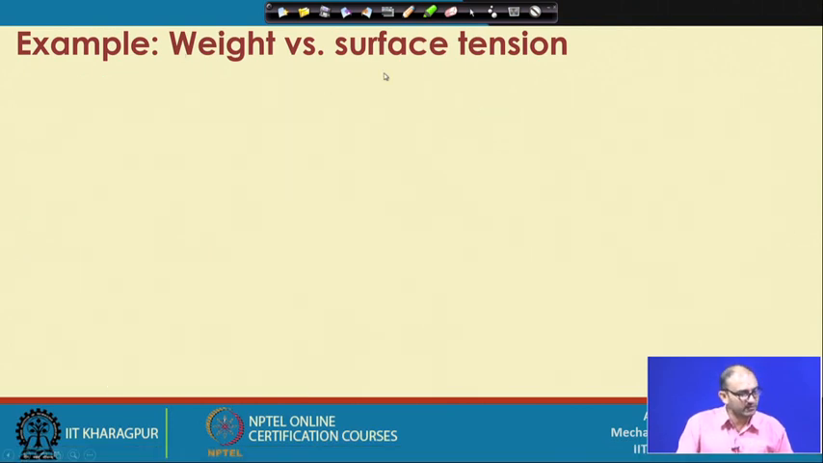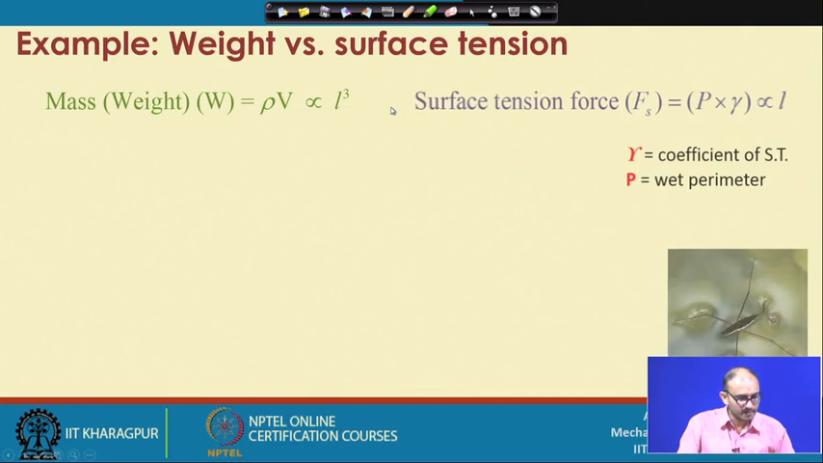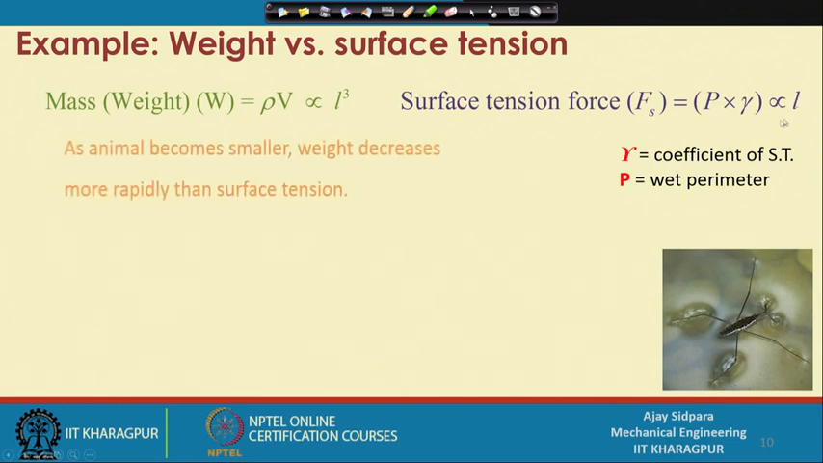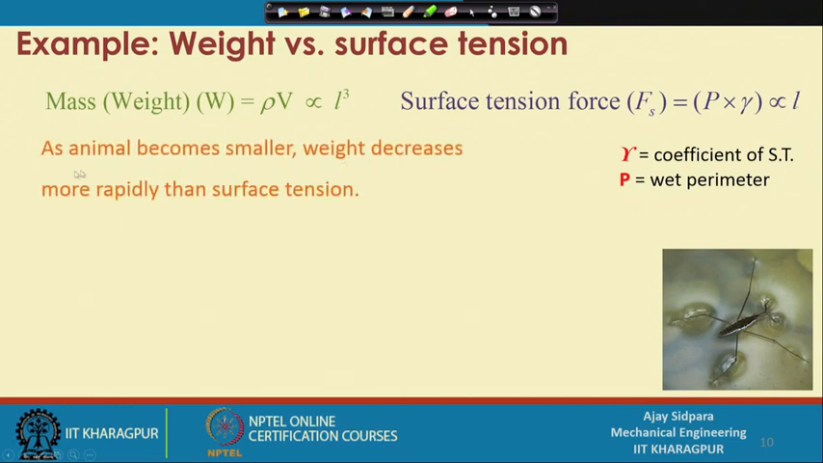Now, another example with weight versus surface tension. We know the mass is a function of rho into V, and V will scale as L raised to cube, and this will be important in this case. Now, surface tension is this particular parameter. You have seen that some insects stay on the water surface. So, here the surface tension will scale as perimeter into surface coefficient, so it will scale as L, and as the animal becomes smaller, weight decreases more rapidly than the surface tension.